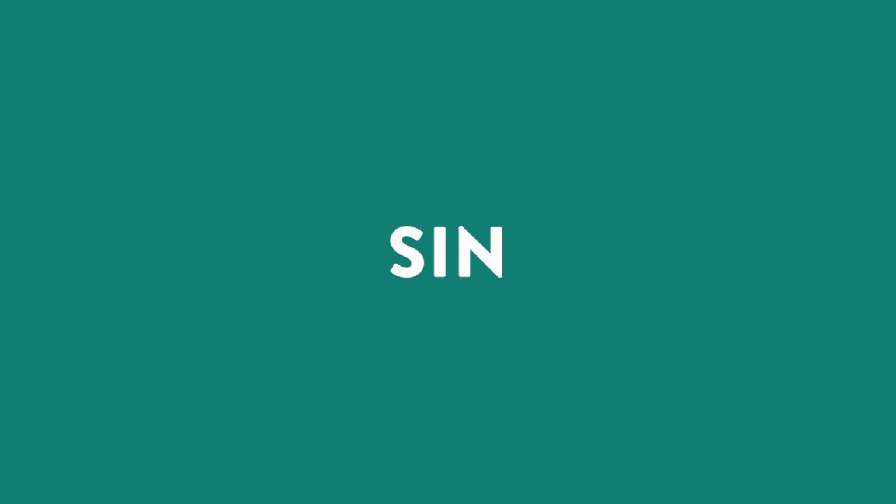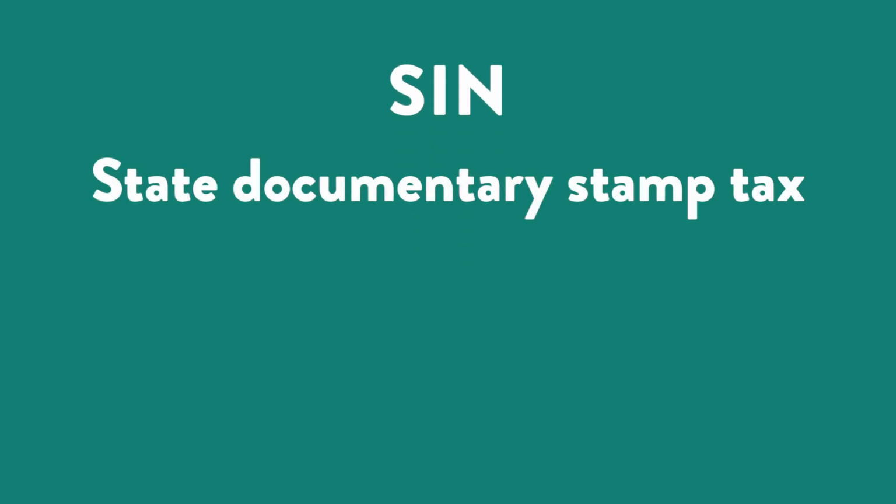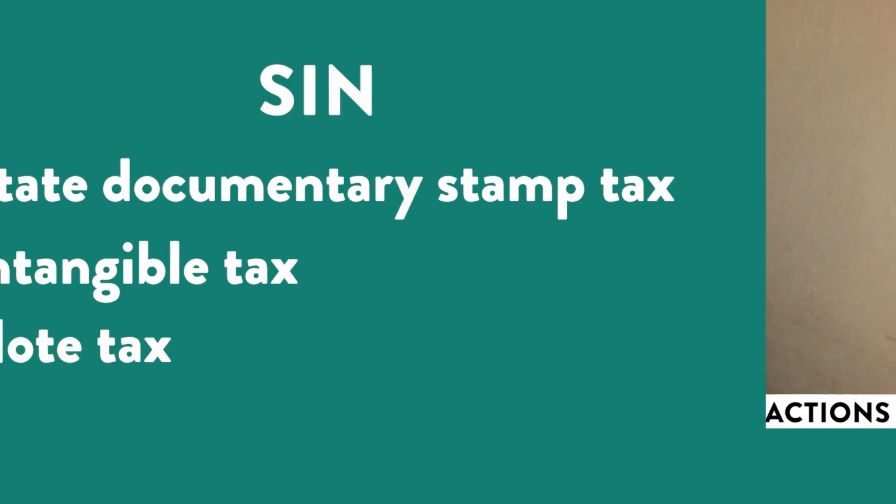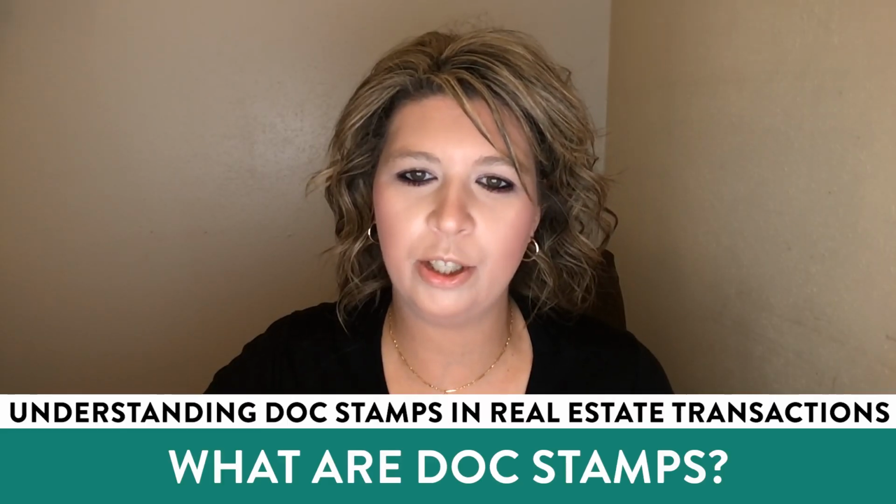Here's a quick way to remember who pays which. S is state documentary stamp tax on the deed paid by the seller. I is intangible tax paid by the buyer, and N is note tax, also paid by the buyer. Let's dive into the details of each tax.